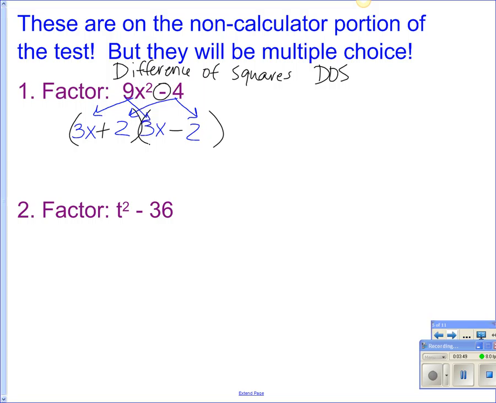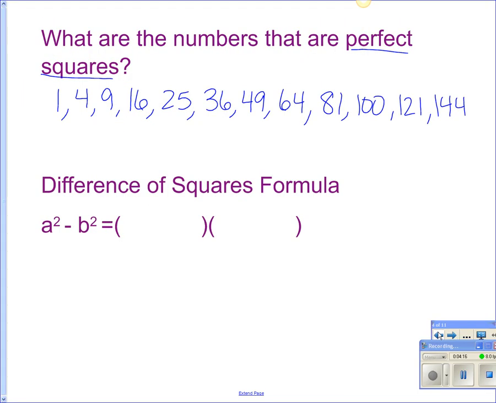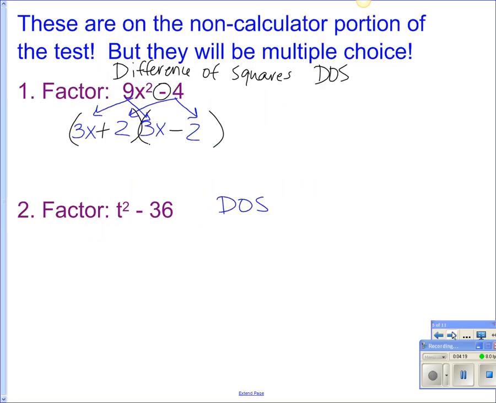T squared, you can put x squared if you want, minus 36. Okay, so how many parts does this have? 2. All right. It's got 2 parts. Does it have a minus? Yeah. Is 36 on our list? Yeah. So that means we're going to split it. So you have to figure out what type of problem it is. All right. So those are the things we check for.